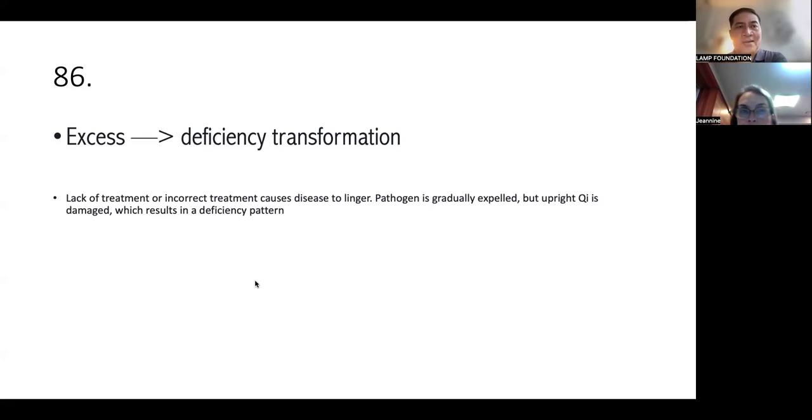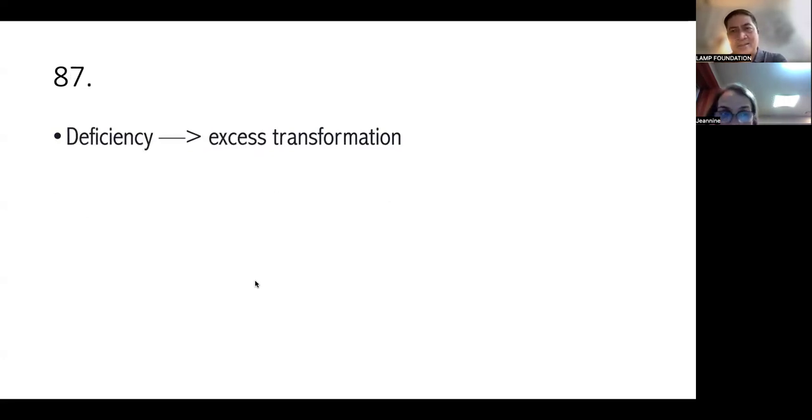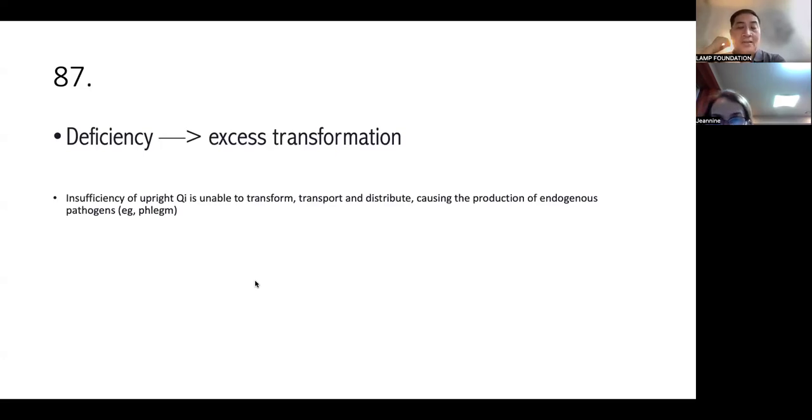Okay. What about deficiency na naging excess? What happened here? Parang feel ko nabawasan. Pero let's see, yung question, answer ko po is deficiency of RPG is unable to transport and distribute, causing the production of endogenous pathogen. A very good example is yung spleen chi deficiency mo, di mapel yung tongue. Then all of a sudden, naging excess, naging phlegm. So, ibig sabihin, engot ang therapist.